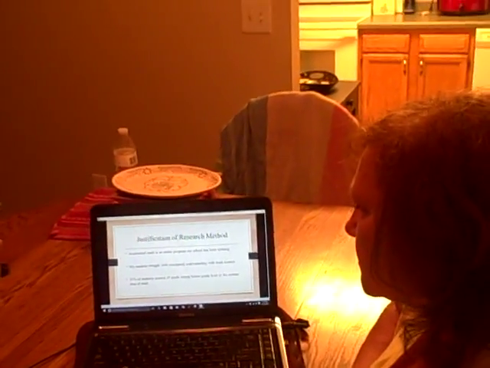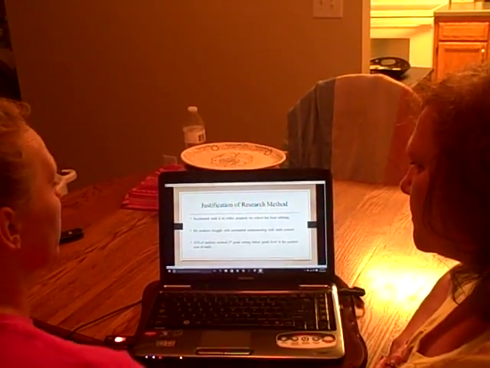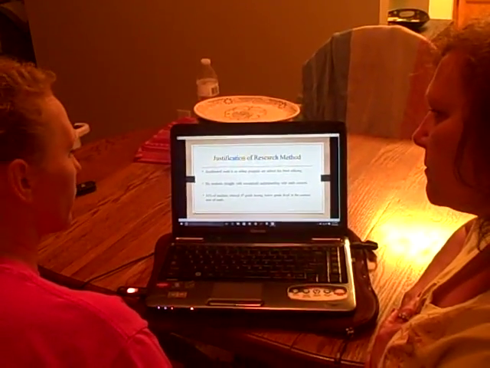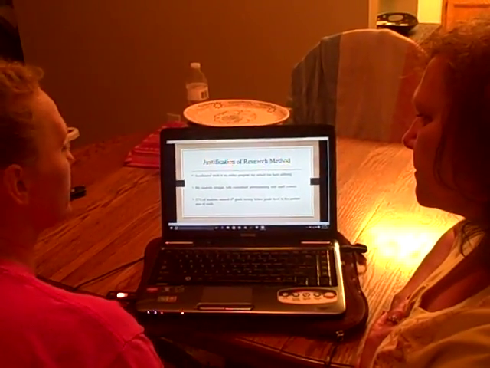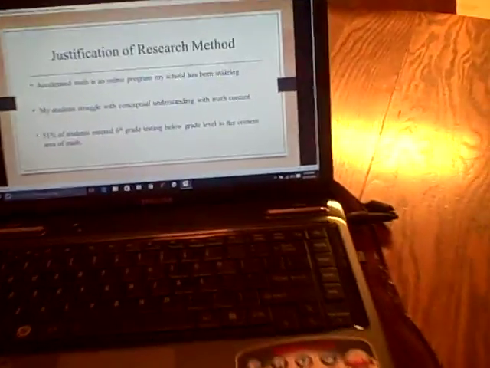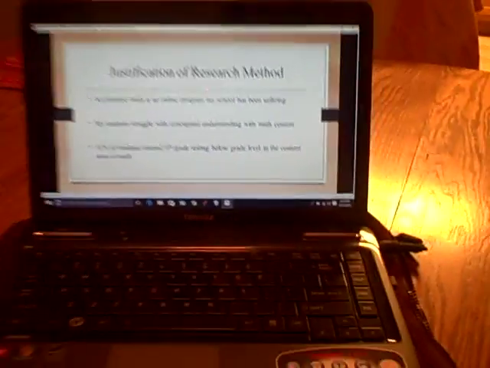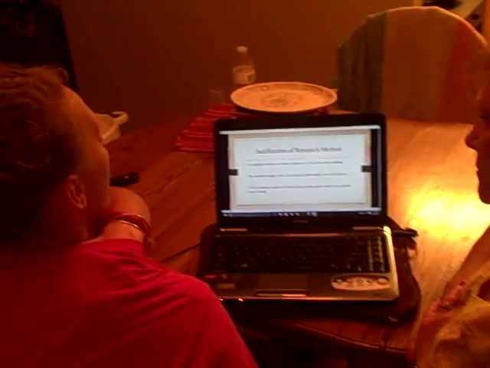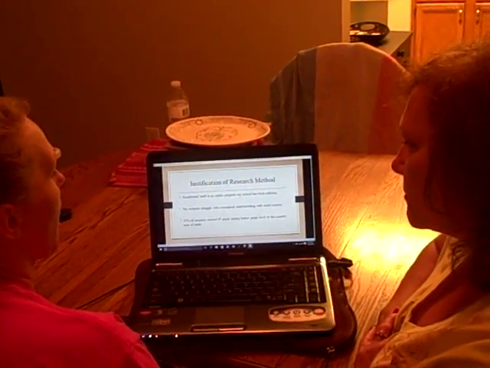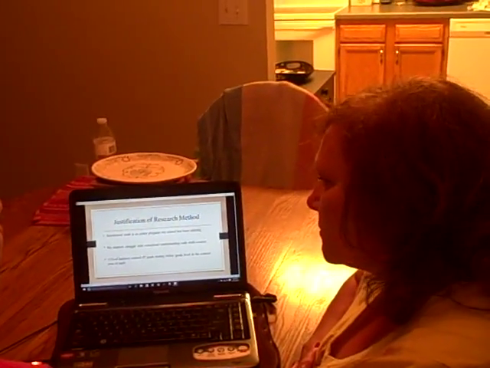Justification of research methods. So accelerated math is an online program that my school's been utilizing for the past couple years. The students are very familiar with it. You can go through, and it's super easy to manipulate. It's very student friendly and kid friendly. I can choose what specific skills or standards I want them to work on. It tells me what standards and skills they need more help with, or need some remediation with. So it's very helpful with that.